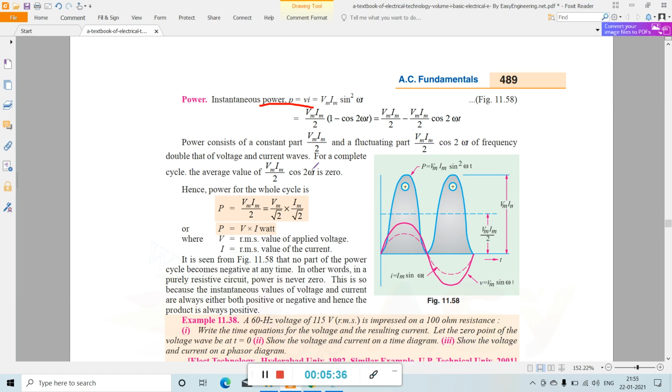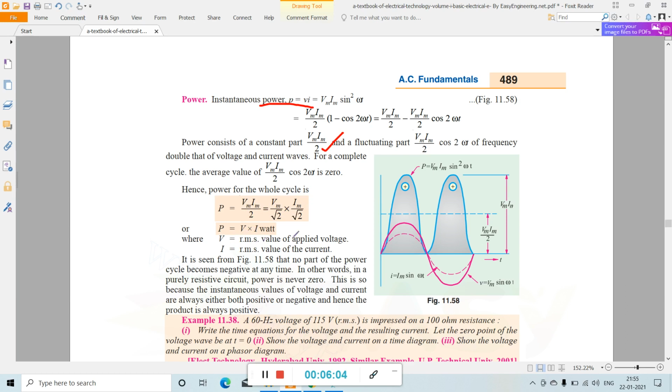Okay, so for a complete cycle, the average value of Vm Im by 2 cos 2 omega t is 0. So the power for the whole cycle is Vm Im by 2. So this is actually taken for power. The power equation is Vm Im by 2, that is Vm by root 2 into Im by root 2. So P is equal to V into I.